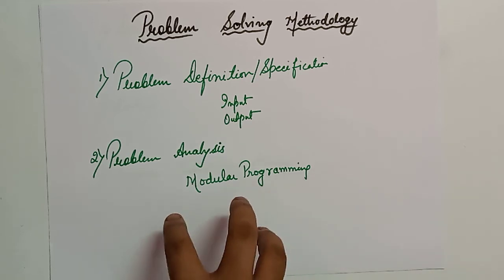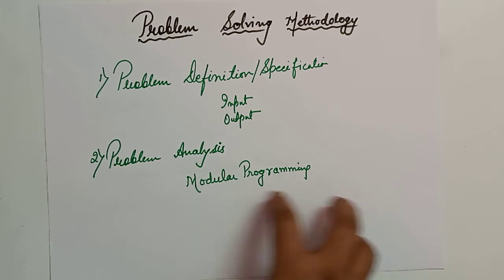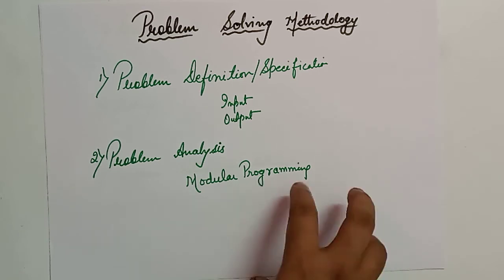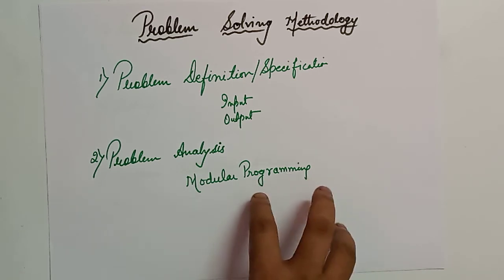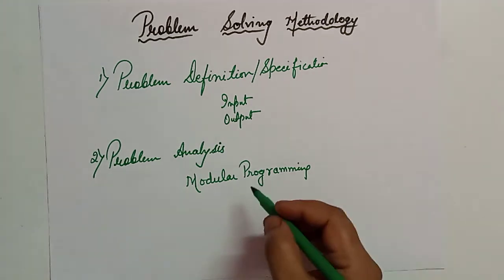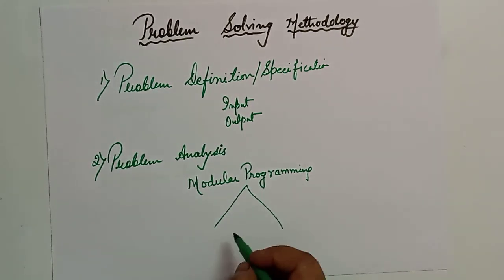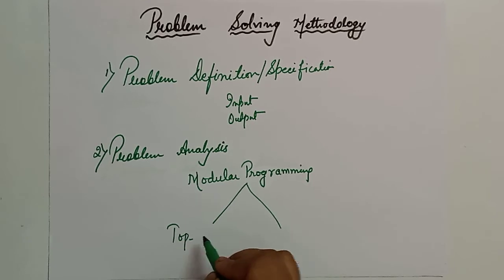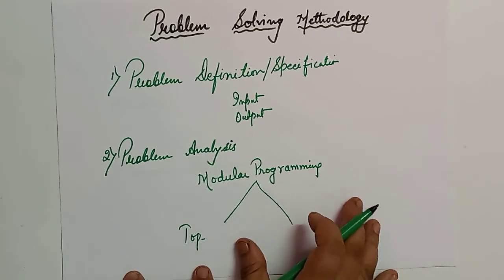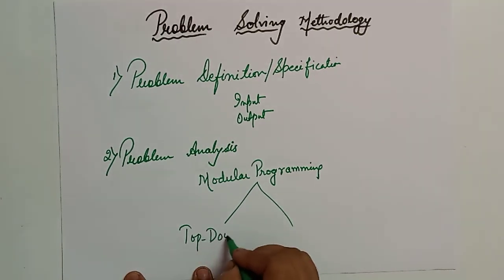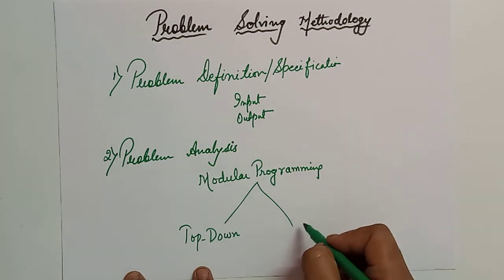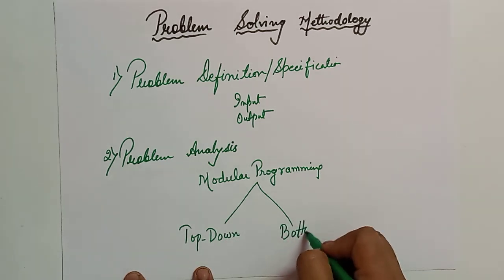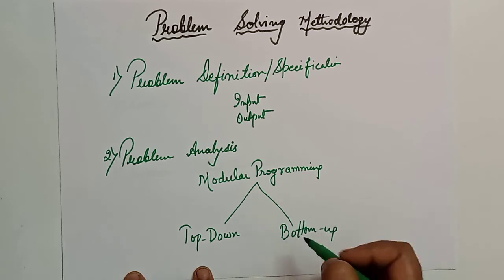Okay, there will be very less interaction between the subprograms. So this is what modular programming is. Now modular programming can be categorized into two things. One is top down, and another is bottom up. What is top down?